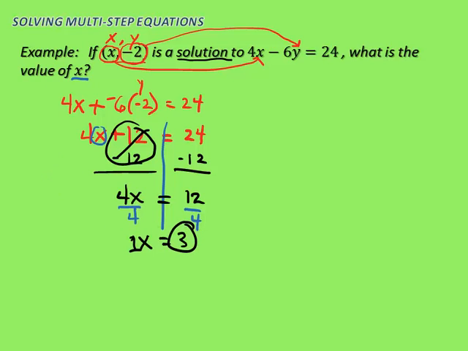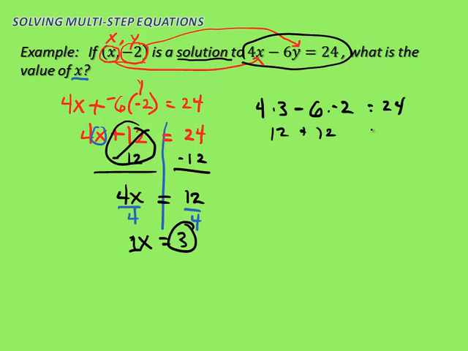So I found x. X is 3. I can check it by putting both the 3 and the negative 2 into the original problem. So I could say 4 times 3 minus 6 times negative 2, and that's going to equal 24. And if I put that in my calculator, I get 12 plus 12, and that does equal 24. And it works out for me. So our solution is 3 to this problem.